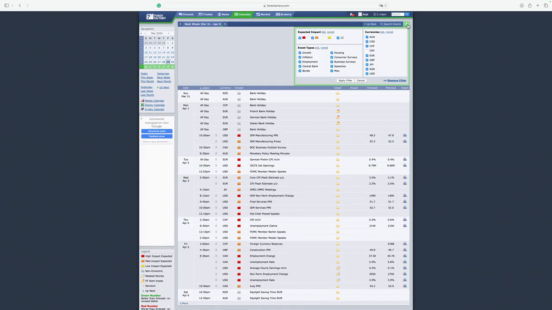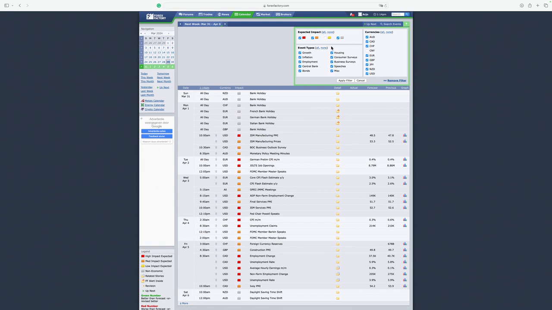If you want to click on the filter, that right there is the little funnel at the top right. Then right here, we have the red folder news. I want to see those. I want to see the orange folder news. I don't want to see the yellow folder news. I don't really care about that unless I'm trading crude oil and there's crude oil inventories.